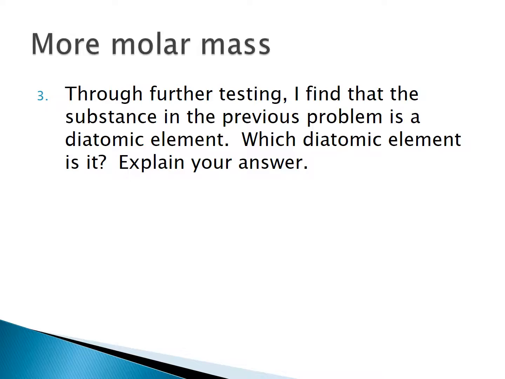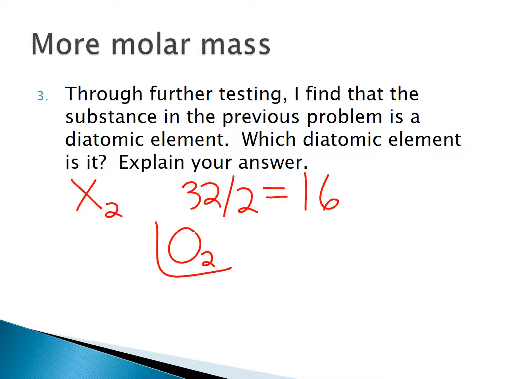All right, so through further testing, I find that the substance in the previous problem is a diatomic element. Which diatomic element is it? Okay, well, we know that the mass of that diatomic element is 32, and we know that it's something 2. All right, so there's 2 atoms, and the total mass is 32. So if I want to get the mass of 1 atom, I just have to divide that by 2, and I'll get the mass of 1 atom is 16. By looking at my periodic table, I see that oxygen has a mass of 16, so it must be O2.